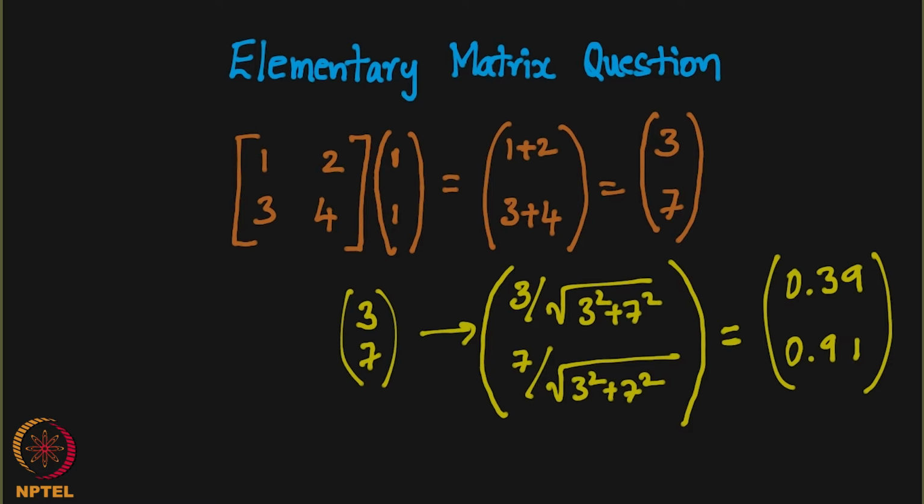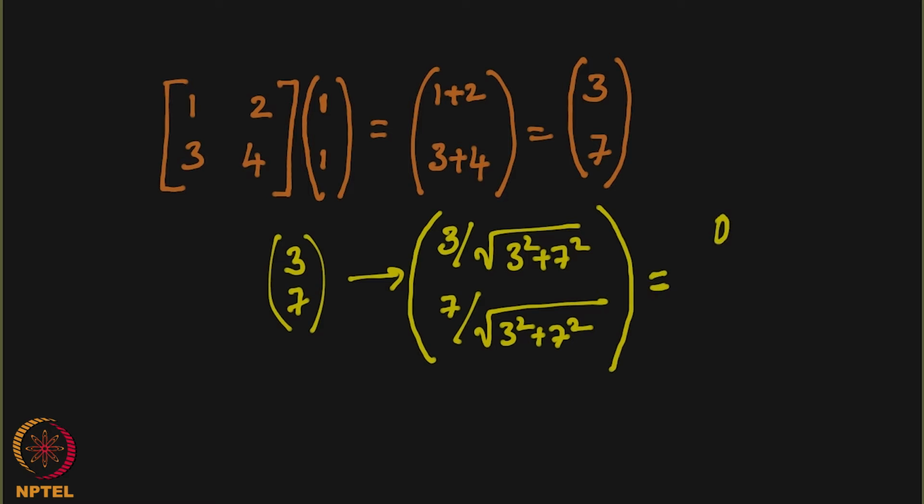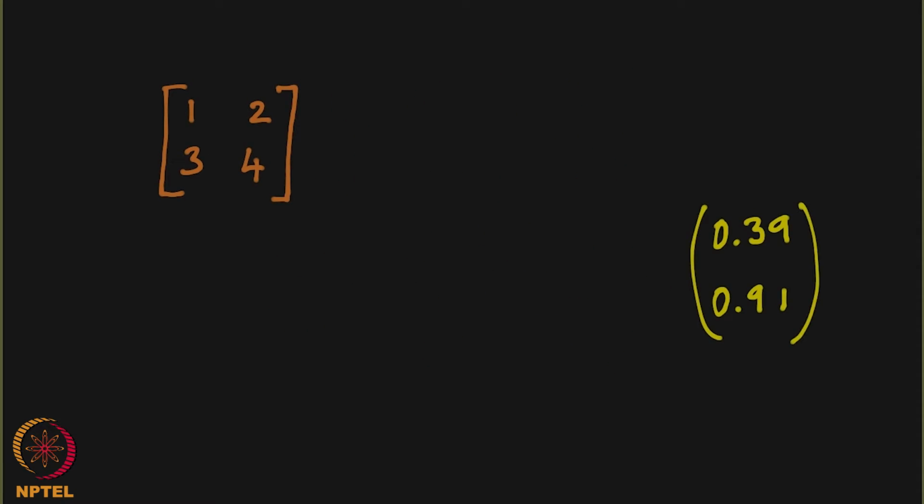What next? I multiplied 1, 2, 3, 4 with 1, 1, and I got 3, 7, and this is called normalization. I normalized it. I got this value on the unit circle. What if I continue doing this process? I got this 3, 7. I continue this. I pull it to the unit circle. I got so much.